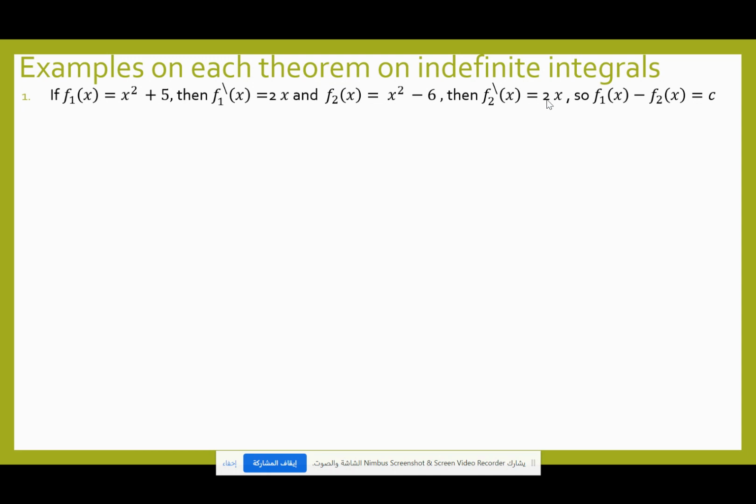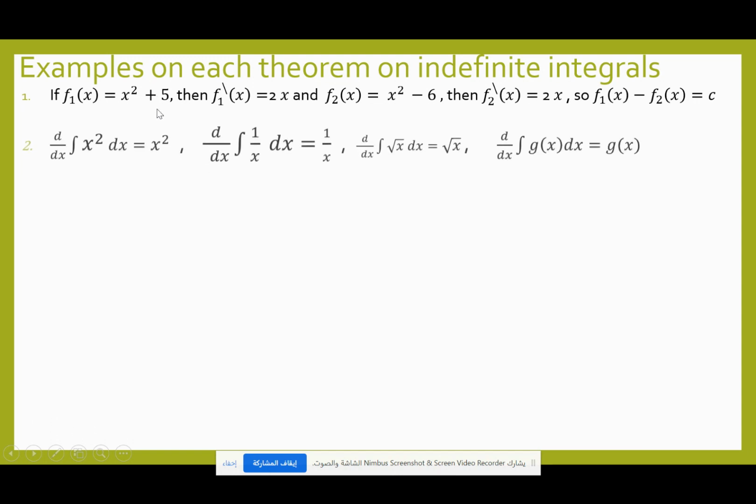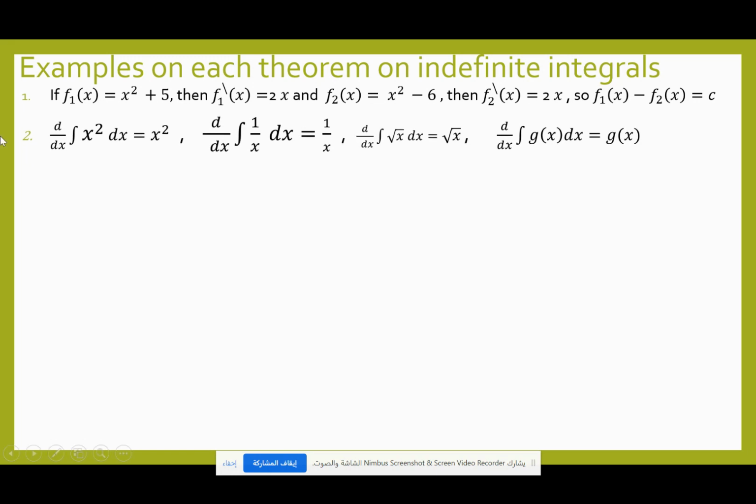According to theorem number 1, if they are the same, there is a difference between the two functions, not the two derivatives. The two functions, not the two derivatives. The difference between the two functions should be the constant only. Watch it here. This function has a constant negative 6. This function has a constant of 5. So the difference is only in the constant.